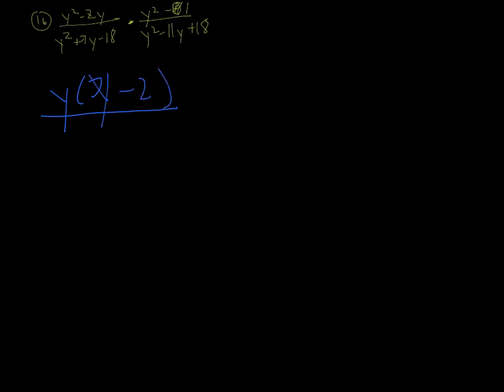On the bottom, multiply to get negative 18, add to get positive 7 would be y plus 9, y minus 2. This one is multiplying.